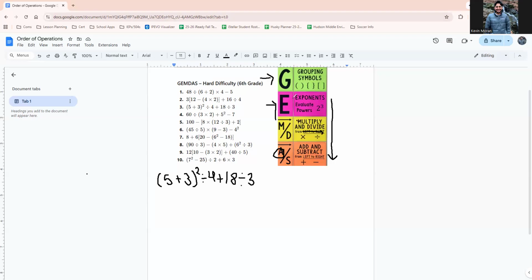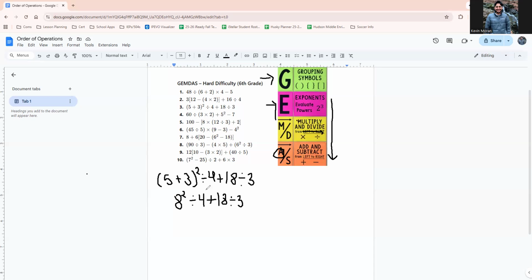So let's begin. Again, we've got groups. That's the GEMDAS. I see parentheses here, so I'm going to take care of whatever is inside. 5 plus 3 is 8. And now there's only one number in here, so I can get rid of the parentheses and drop the exponent. I'm rewriting everything else. All right, next thing: do I have any more groups? I do not, so I'm going to move on to exponents.